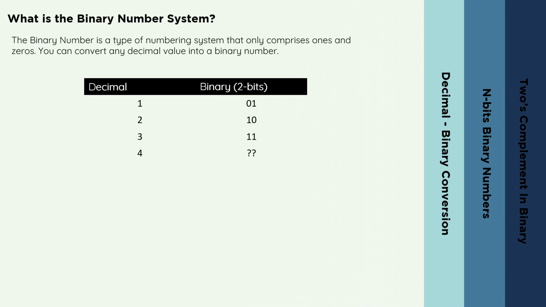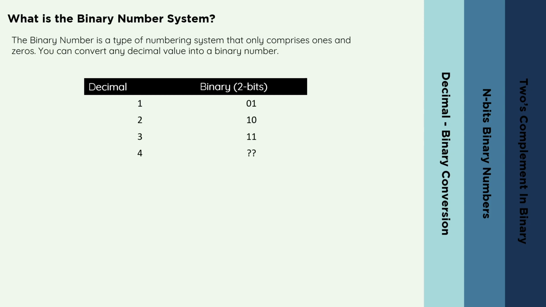The binary number system is a type of numbering system that comprises ones and zeros. It is possible to convert any decimal value into a binary number, which we will be taking a look at later on. Binary numbers are often used in computer systems for computation within the CPU, as well as for lower level programming languages such as the Hack programming language.